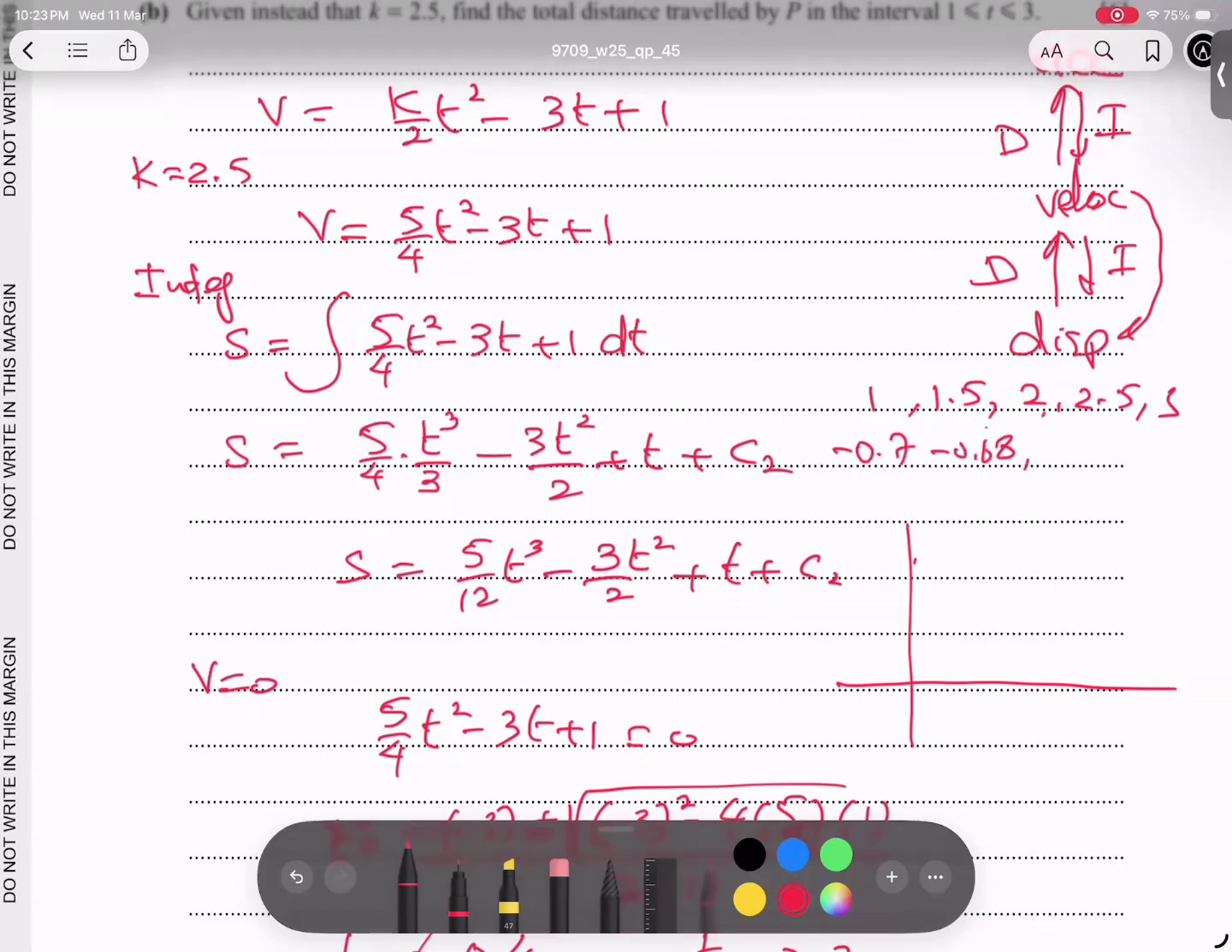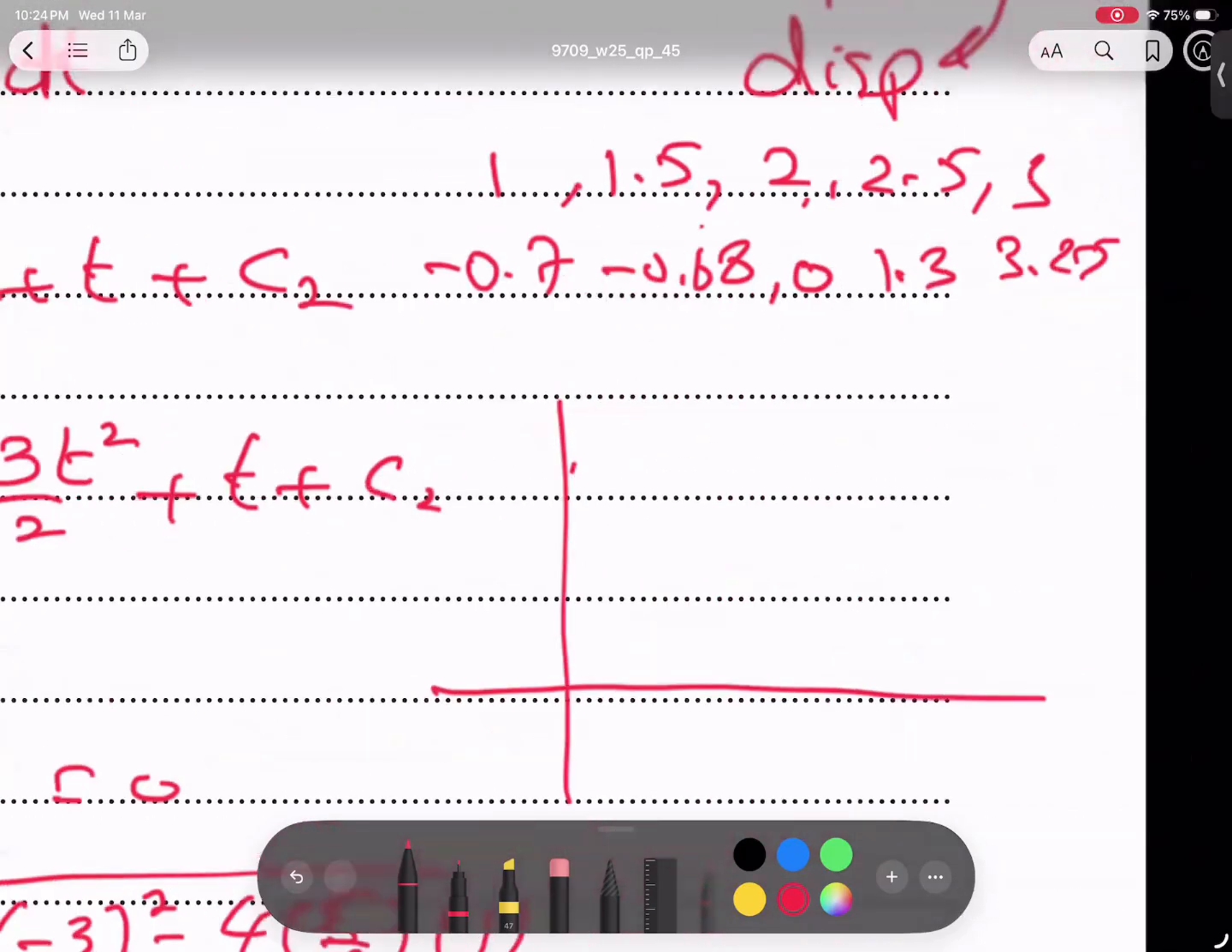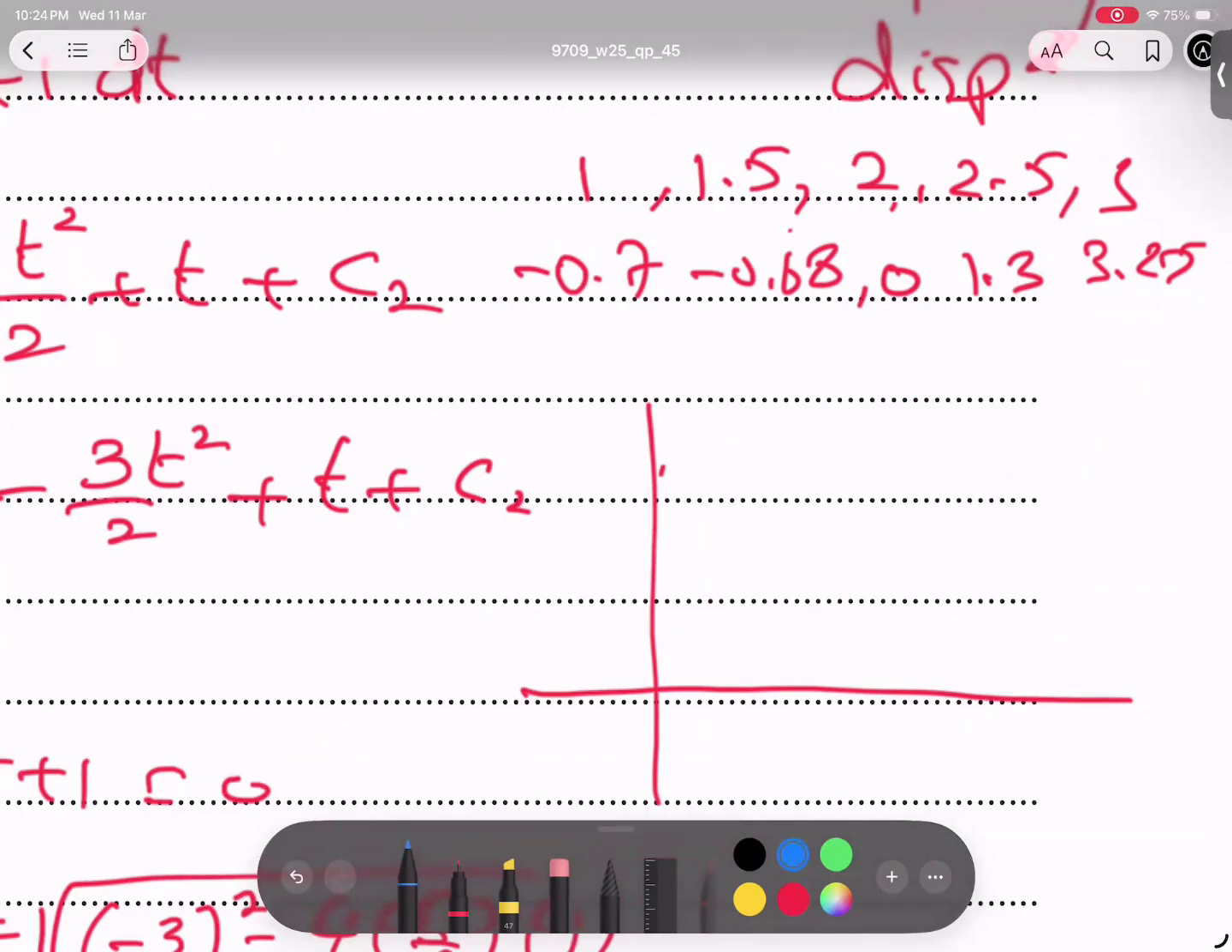And for 2, what do I get? If I check in the calculator, roughly, because this is not required for the answer, at 2 I'm getting 0. At 2.5, the answer I'm getting here, students, is 1.3. And at 3, these values are compulsory to check, and I'm getting 3.25.